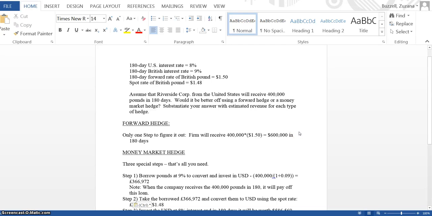This is an example of forward hedge and money market hedge. It is very similar to the problems you have on your quiz and on your practice quiz. So let's first look at what we have.